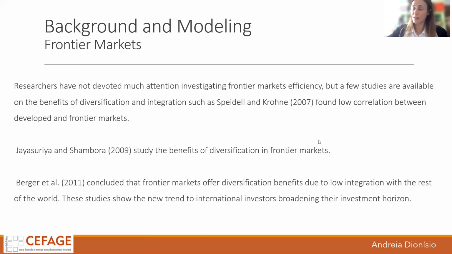In these frontier markets, there have been some studies. There are not lots of studies about frontier markets, but there are some and they are very interesting. They also try to analyze efficiency, and to understand the benefits of diversification and integration. Mostly they found that there is no significant correlation between these markets and the known big markets or the developed markets. Most of the studies conclude about the benefits of using these markets for diversification effects.